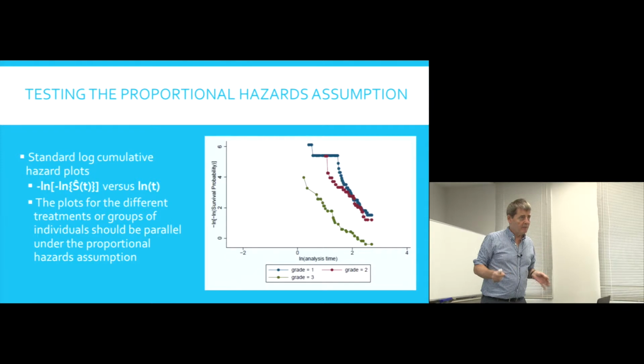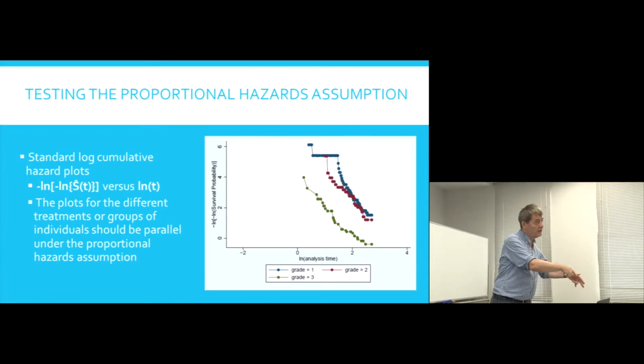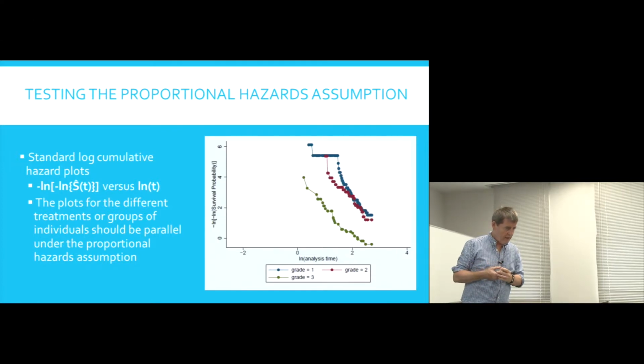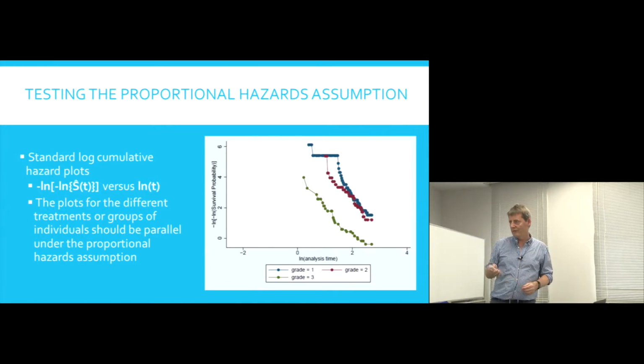It'd be wrong to make the assumption that the hazard that faces one group over time is identical to the hazard that faces another group over time. So far better to estimate separate functions rather than the Cox proportional function.